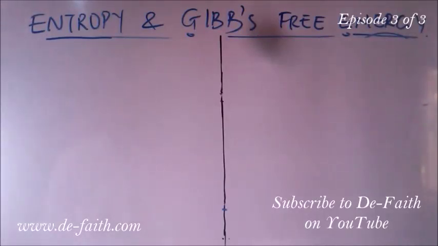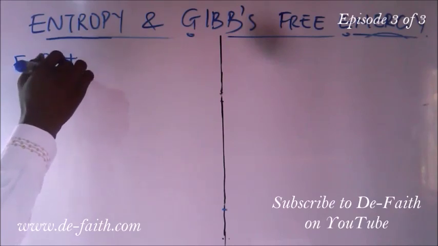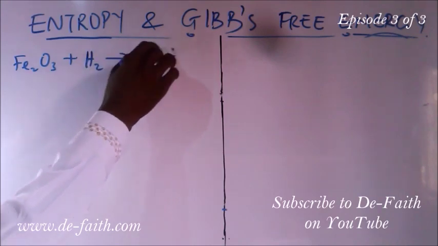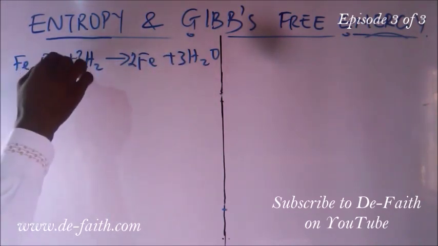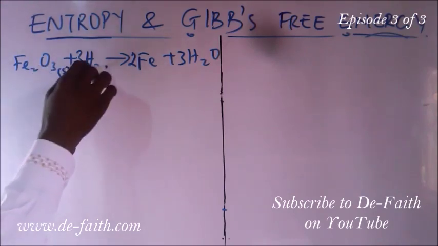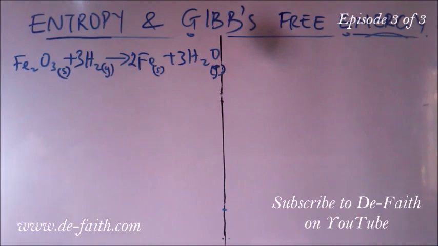Now in this question, we need to get the equation right. We have it as Fe2O3, which reacts with hydrogen gas to produce iron plus water. And we have the balanced equation, which is 3 over here, and we have 2 here. We have 3 moles of hydrogen gas, and that balances the equation. Here we have a solid, we have a gas, and we have a solid, and here we have a gas. The first part of the question is that we should calculate the standard enthalpy change. And from the question, we are given the enthalpies for each of the reactants and the products.